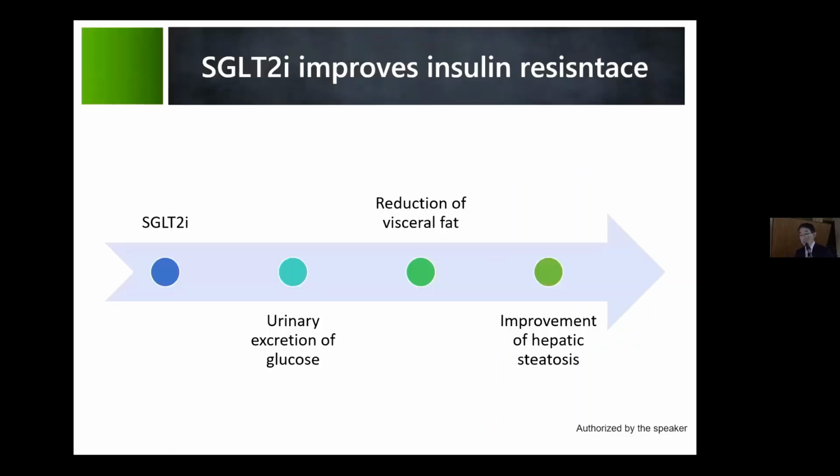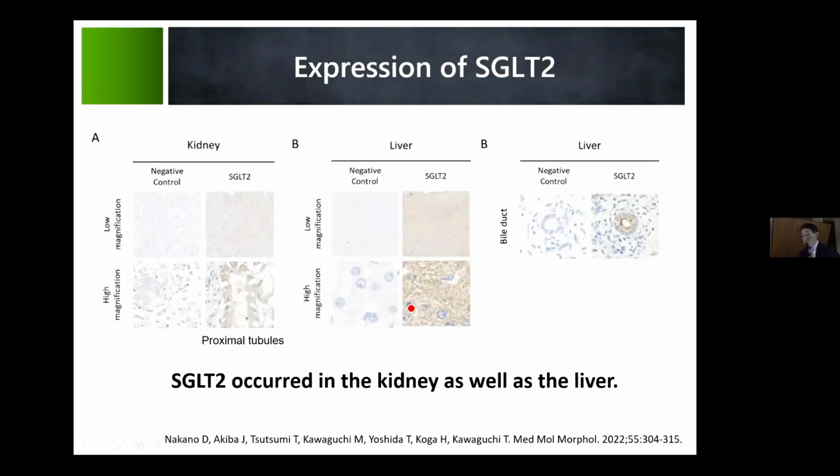The reason why SGLT2 inhibitor improves hepatic steatosis is as follows. SGLT2 inhibitor promotes urinary excretion of glucose, which leads to a reduction of visceral fat and improvement of hepatic steatosis. But I was wondering if the SGLT2 inhibitor directly affects the hepatocyte and the liver, so we investigated the expression of SGLT2 in the liver. What we found is that the liver expresses SGLT2.